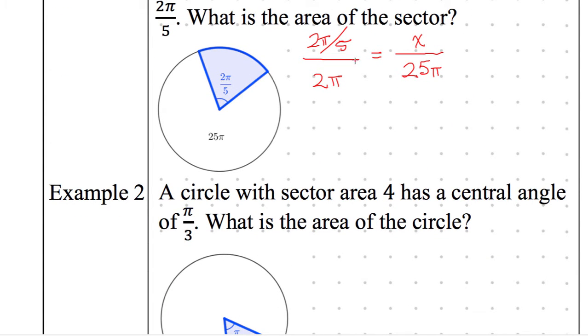From here, I need to solve. So this is a fractional expression where I need to do a fraction divided by a fraction. So I'm going to turn this into 2 pi over 1 for the bottom. 2 pi is the same thing as 2 pi over 1.